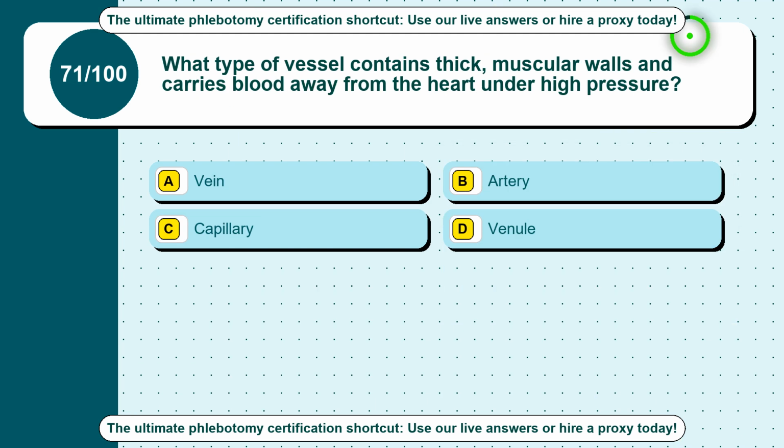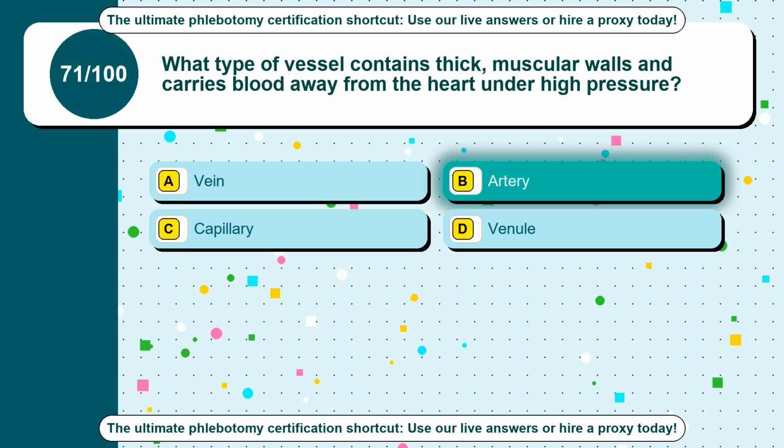Question 71. What type of vessel contains thick, muscular walls and carries blood away from the heart under high pressure? Option A. Vein. Option B. Artery. Option C. Capillary. Option D. Venule. The correct answer is option B.